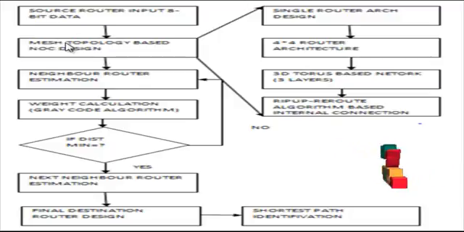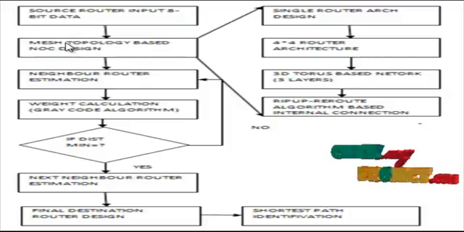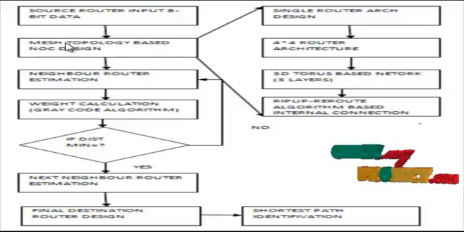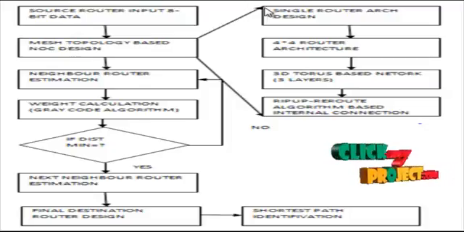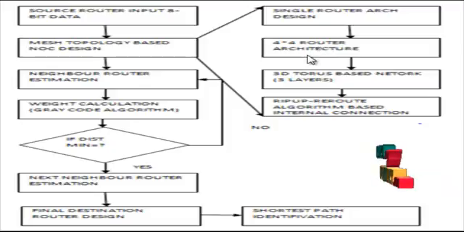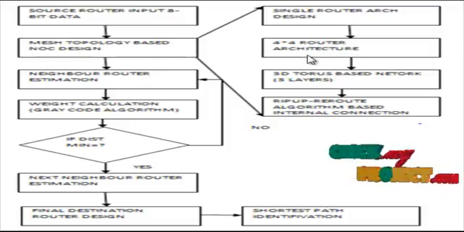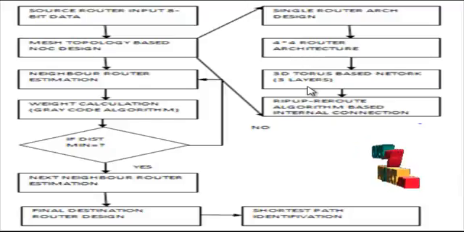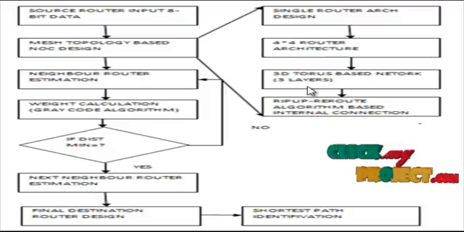Each router consists of some components: master internal, master external, slave memories, network interface, and the switching function. These functions are separate for the single router architecture design, and this architecture is the same as the 4x4 router architecture. These routers consist of 16 routers present in one layer. The 3D torus based network with 3 layers is considered.